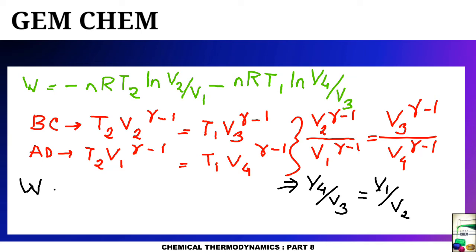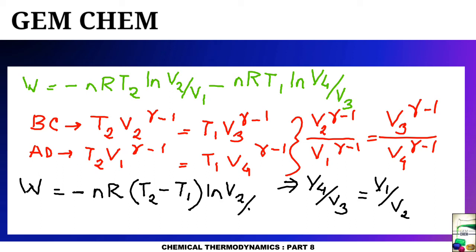And we can write W equals minus nR (T2 minus T1). If we substitute V4 by V3 with V1 by V2, then this will become minus nRT1 ln V1 by V2. And if we want to reverse it, the sign becomes plus, and we get ln V2 by V1. Since this sign becomes plus, when we take a minus common, then it becomes minus and this becomes plus. Just try to solve it, then you can understand. ln V2 by V1. So this is our work obtained.